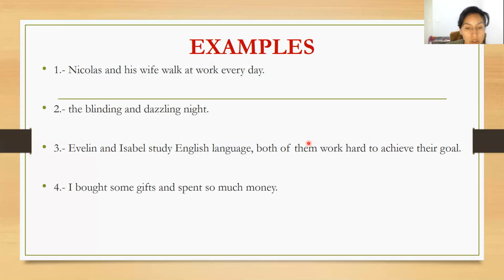Next, I bought some gifts and spent so much money. In that example, I conjoin verbs such as bought and spent in the same clause. The last one, I write a poem, Paul sings a song, and Doris plays the violin. In that case, I combined three main clauses into one because they are of the same type.